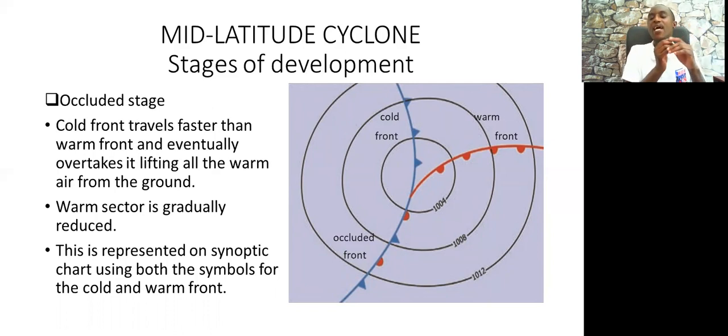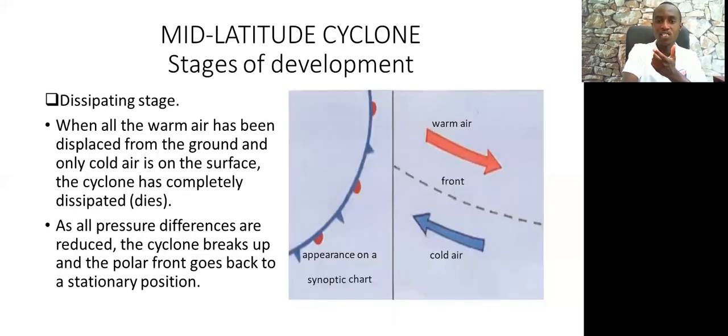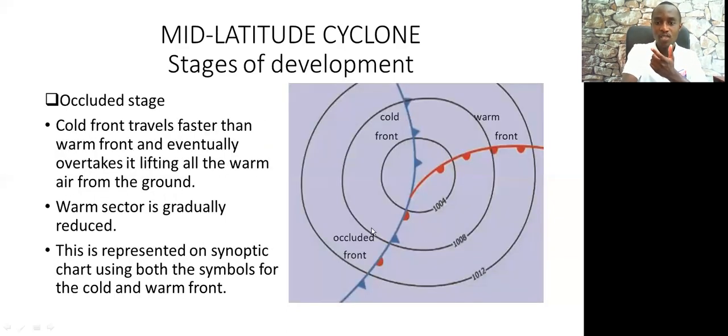It's lifting warm air, and now as it lifts warm air, it gets to a point where almost all the warm air is lifted up, and now we've got a mixture. And what we have there, you actually see alternating cold and warm front signs here. As you can see there, we have a cold front here, a warm front sign here, cold front, warm. So this actually represents your occluded stage.